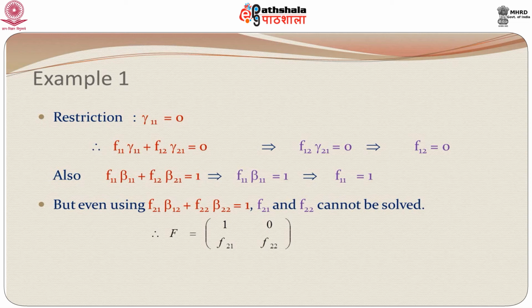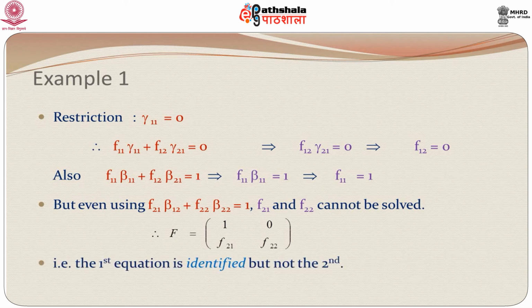So finally what happens is our F turns out to be F11 is equal to 1, F12 equal to 0, and F21 and F22 as before. That is, the first equation is identified but not the second, exactly what we had been expecting.